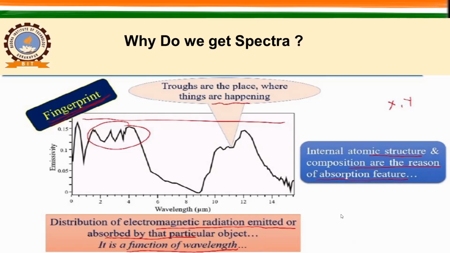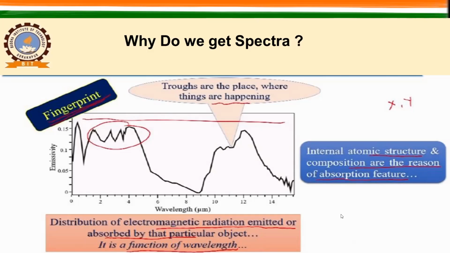आप याद करिए, because of the internal atomic structure and the composition, you are getting this kind of features, right? And these troughs are the places where things are happening. If you get a straight line here, that means nothing is happening. But if you are getting undulations like peaks and troughs, that says there is some interaction happening between the light, which is illuminating the surface, and the target. So the material composition is playing a significant role here.